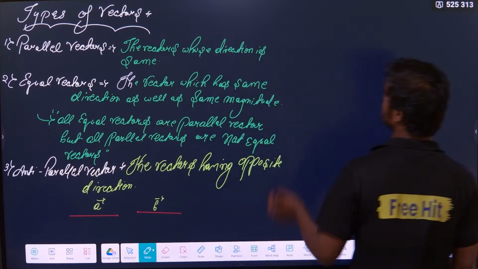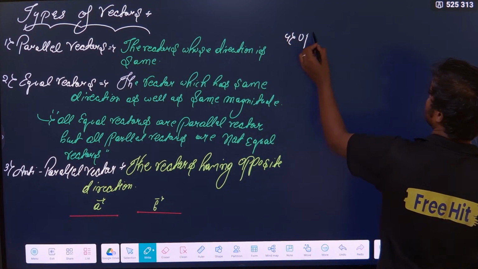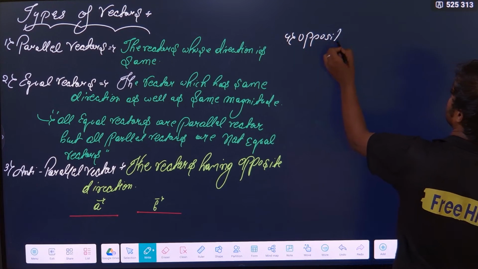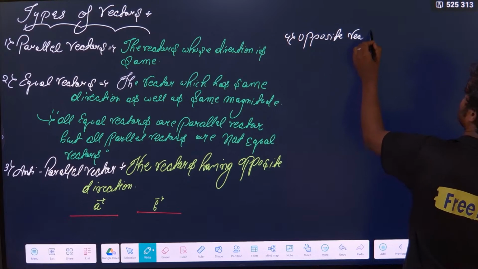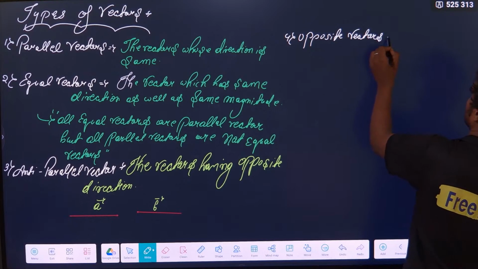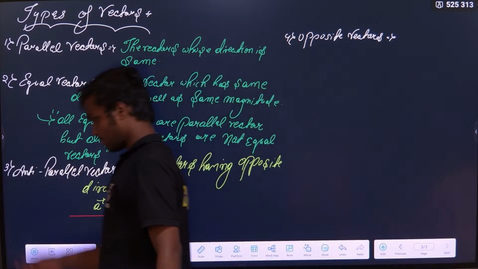Next we have the opposite vector. Till then you note down the things. Let me give you some time so that you can note down. Just note down till here.